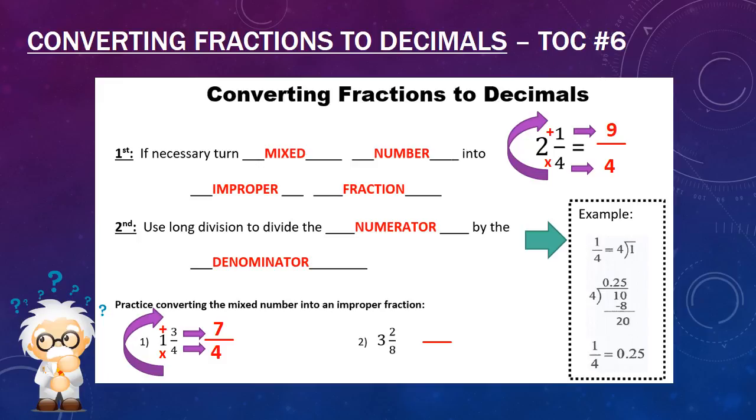One more practice. Draw your C. 3 times 8 is 24, plus 2 gives me 26, and then we're going to slide that 8 right on over into our denominator.